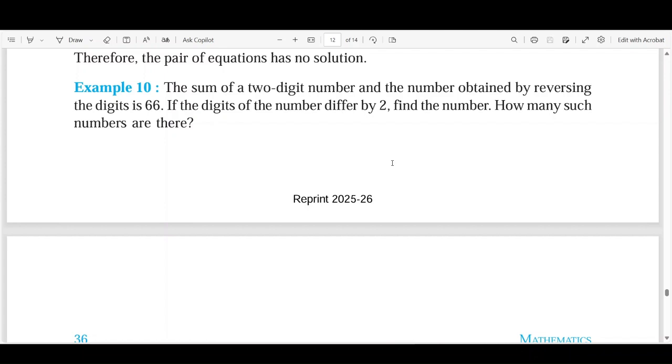So here they have given that the sum of 2-digit number and the number obtained by reversing the digits is 66. So we have to consider a 2-digit number. We don't know what is the number, but we have to consider a 2-digit number, and if we add the 2-digit number with its reverse, then we will get the value to be 66. And they have also mentioned that if the digits of the number differ by 2, so the difference between the two digits in that 2-digit number is given to be 2. Now we have to find the number, and they have also asked us to find how many such numbers could be formed by satisfying all the above conditions. Clear?